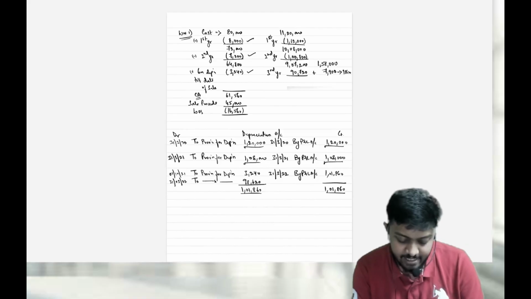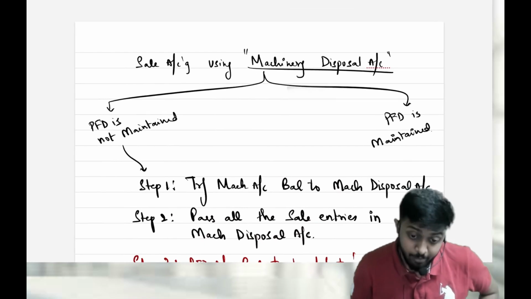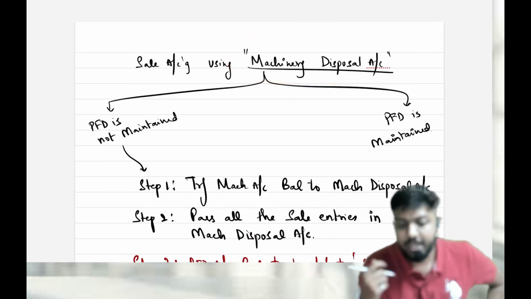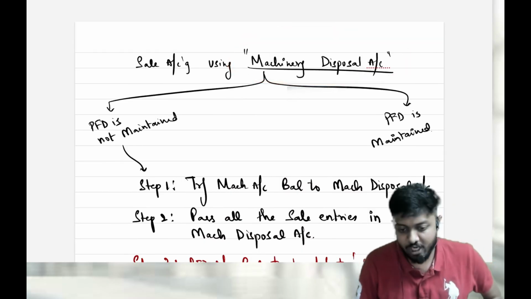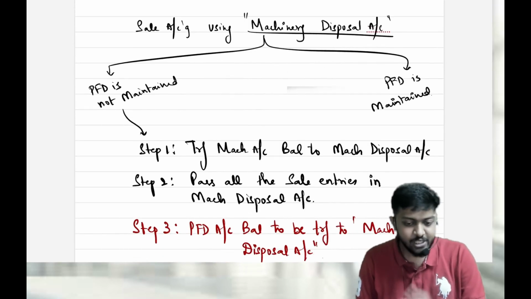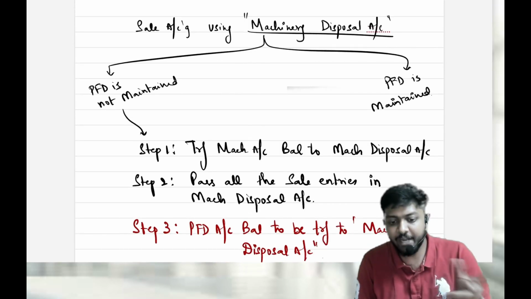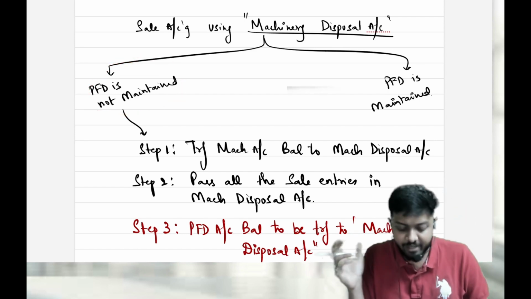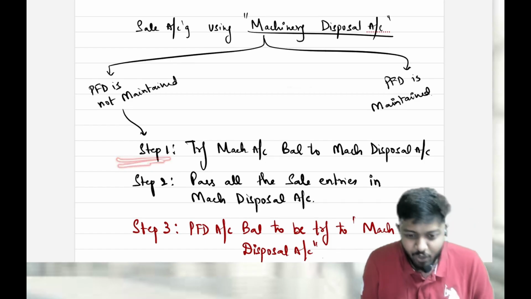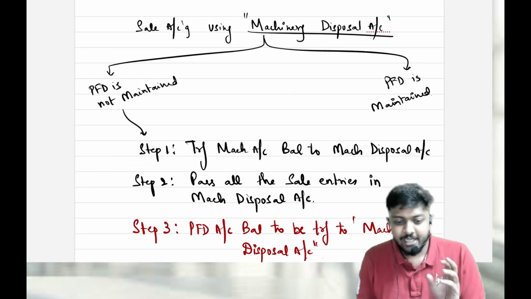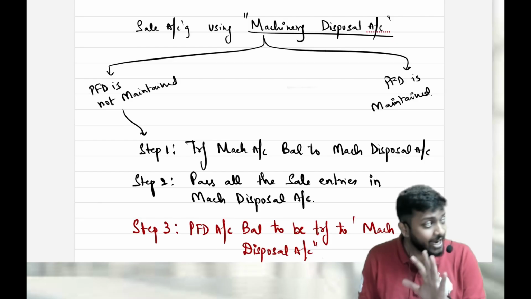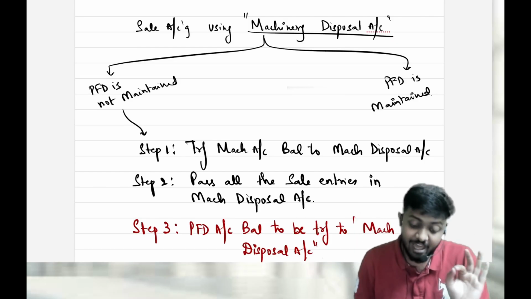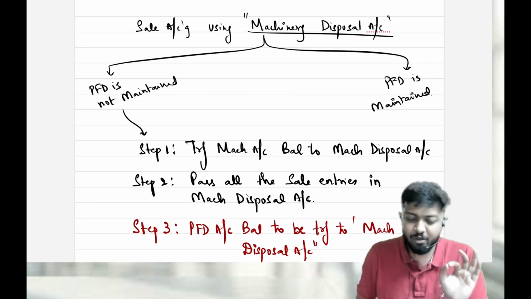The next case is one more kind of sale entries they'll ask. Whenever there is machinery disposal, they'll ask you to do sale accounting using a machinery disposal account. How to do that? Again, this is also divided into two parts: PFD not maintained, PFD maintained. If PFD is not maintained and the depreciation effect is going to the asset, step 1 here is slightly different. Now what they are doing is, for the purpose of sale only, they want us to open one machinery disposal account. For sale, as you see, disposal and sale only, no?